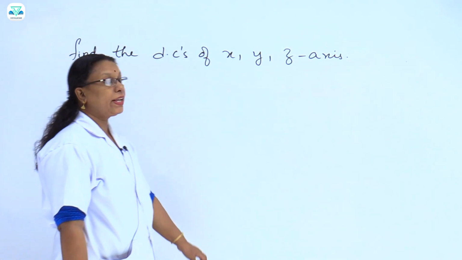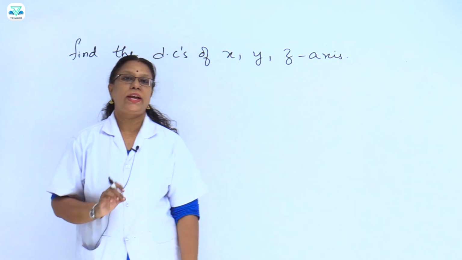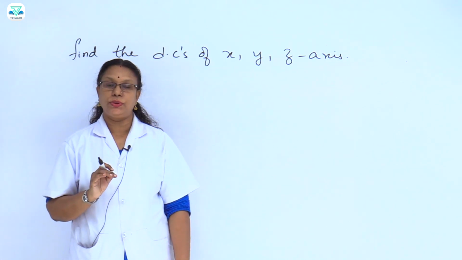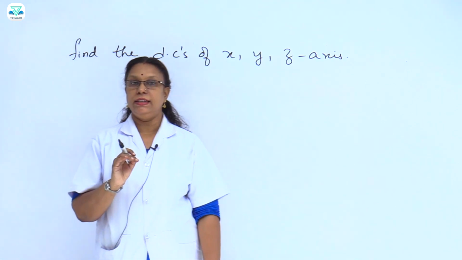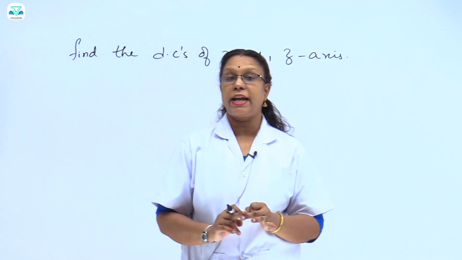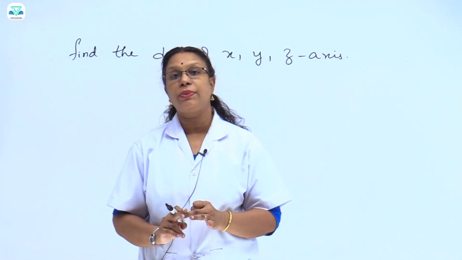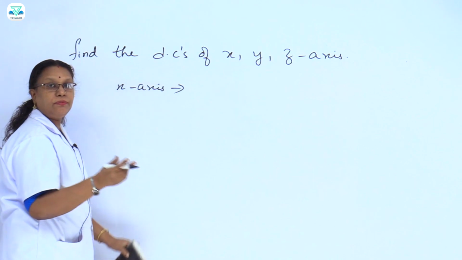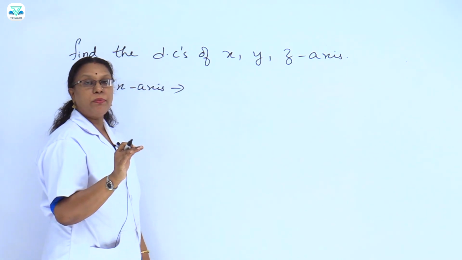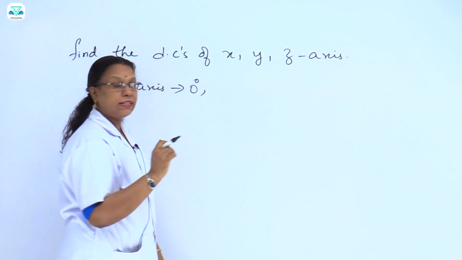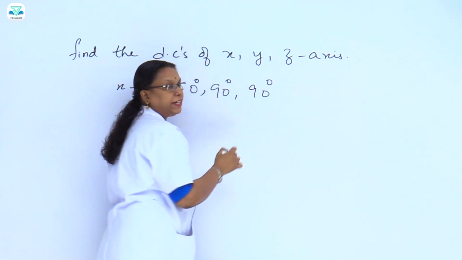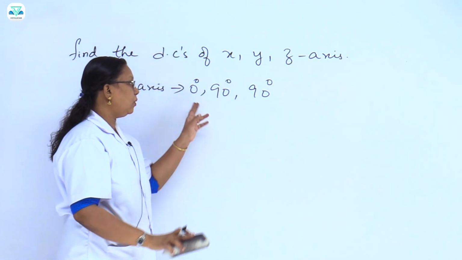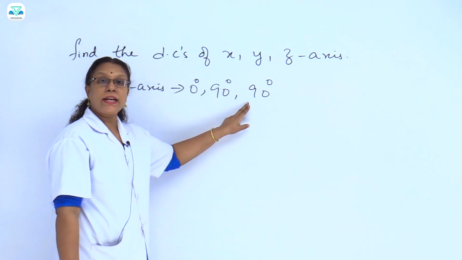Find the direction cosines of the x, y, z axes. The question is the direction cosines of the x axis, y axis and z axis. So consider the x axis. Since the question is about direction cosines, we only need to know the direction angles, that is, what angles the x axis makes with the x axis, y axis and z axis. The angle the x axis makes with the x axis is 0 degrees, and with respect to the y axis it is 90 degrees, and with respect to the z axis it is 90 degrees, because x, y, z are mutually perpendicular. So the angle with x is 0, between x and y 90, and between x and z 90.